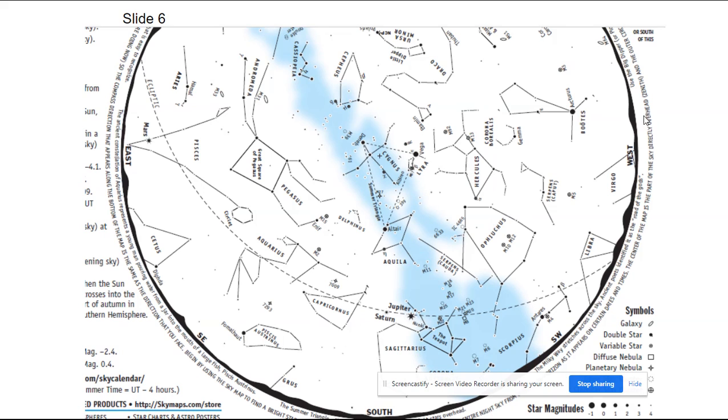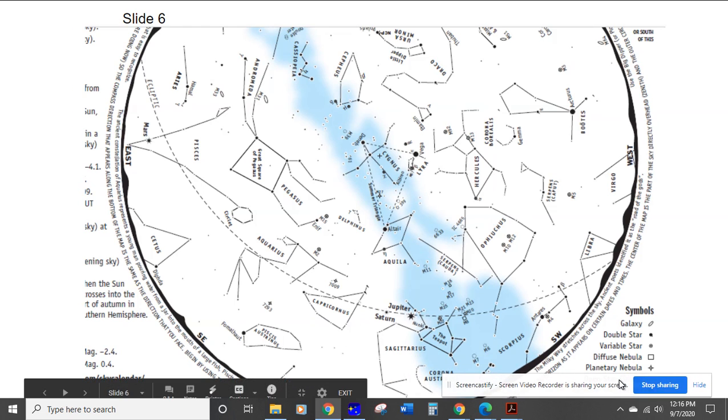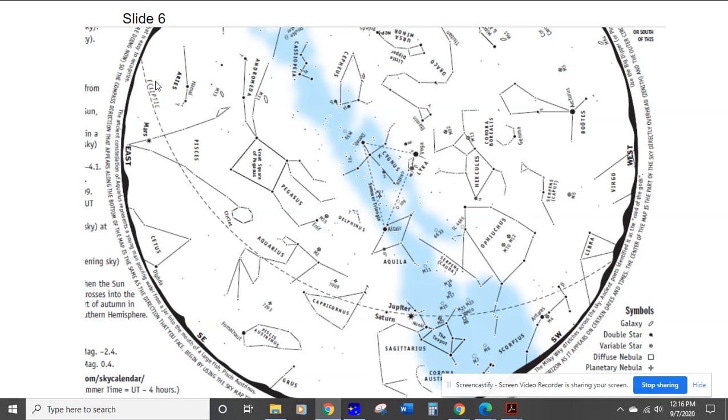Okay. This is a star chart here of the night sky, and will be an in-class activity. And this dashed line is what's called the ecliptic. So the sun actually travels along the ecliptic right here. And notice here, along the ecliptic, we see most of the zodiacs.